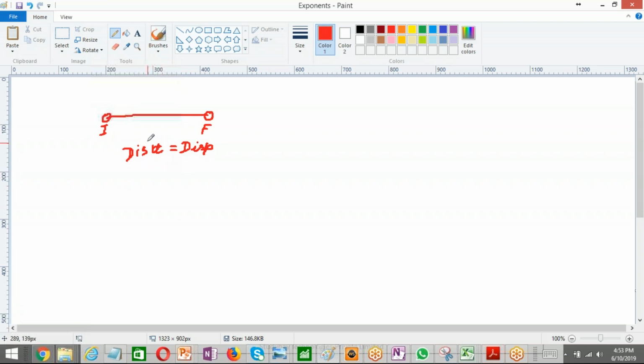Now let's say the distance between the 2 points is x. After some time you return from F to I. So how much is the distance? The distance traveled by you is 2x, but the displacement is 0. Of course 2x is greater than 0. That simply means that distance is always greater than or equal to the displacement.